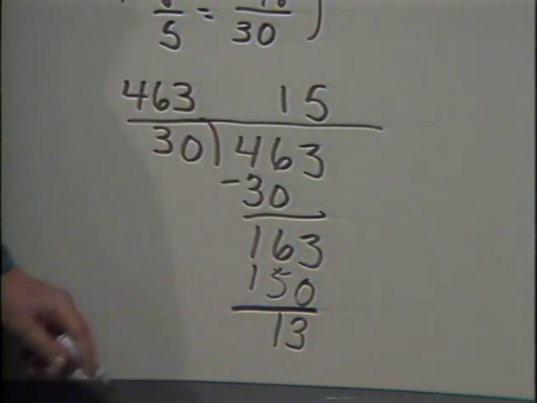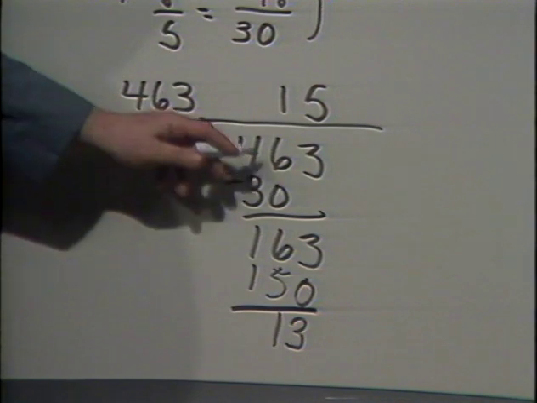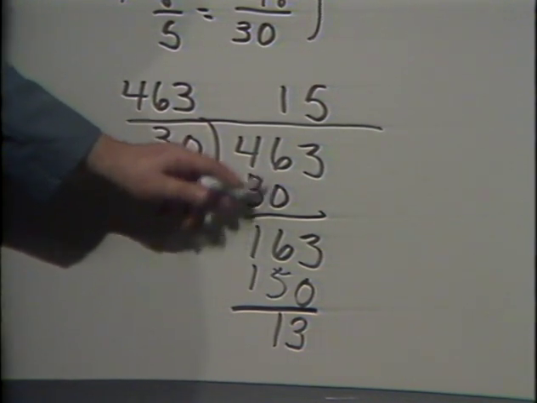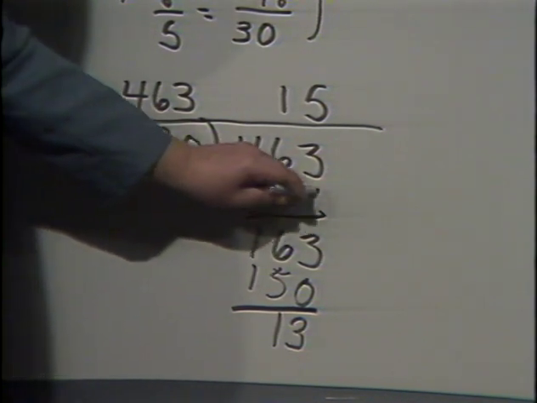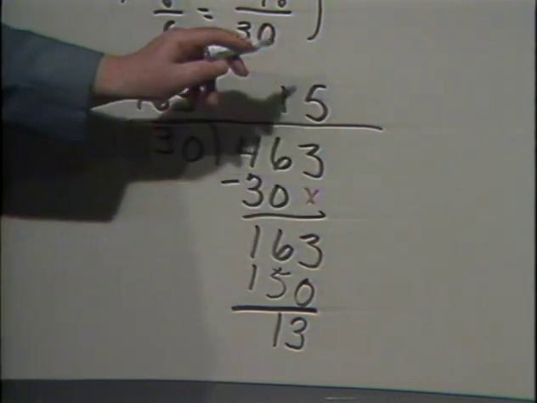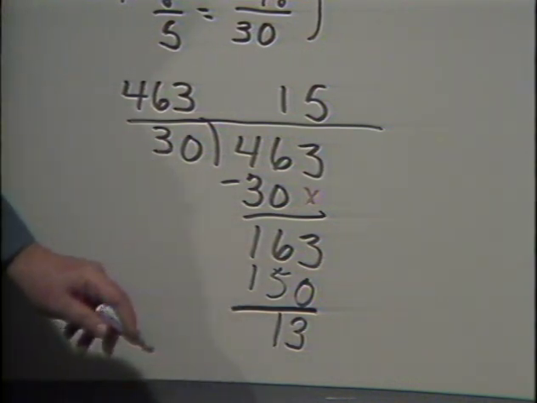We divide the 30 into 463. 30 goes into 46 once. 30 from 46 is 16. We bring down the 3. 30 goes into 163 5 times. 5 times 30 is 150.